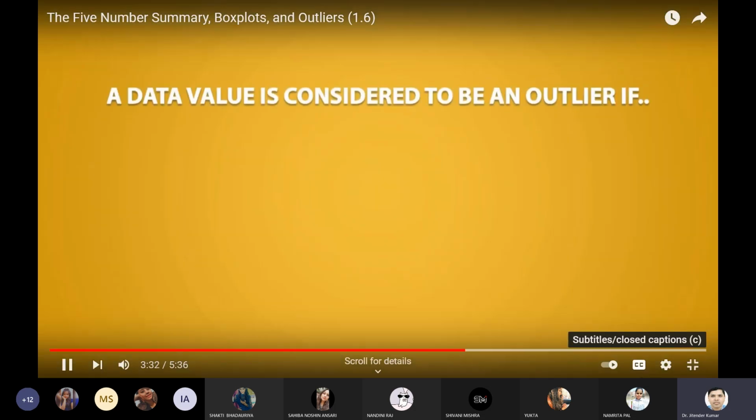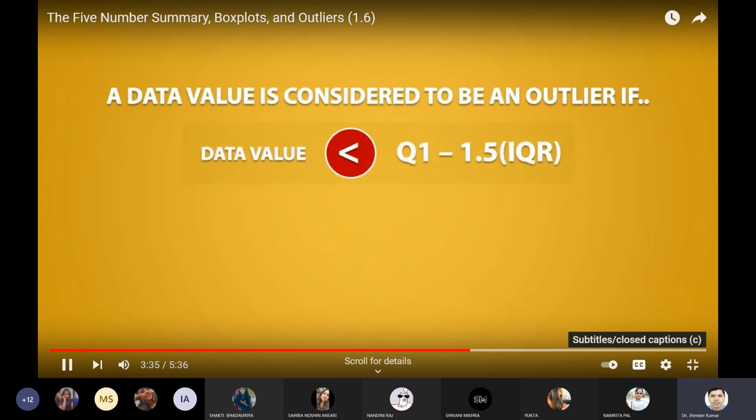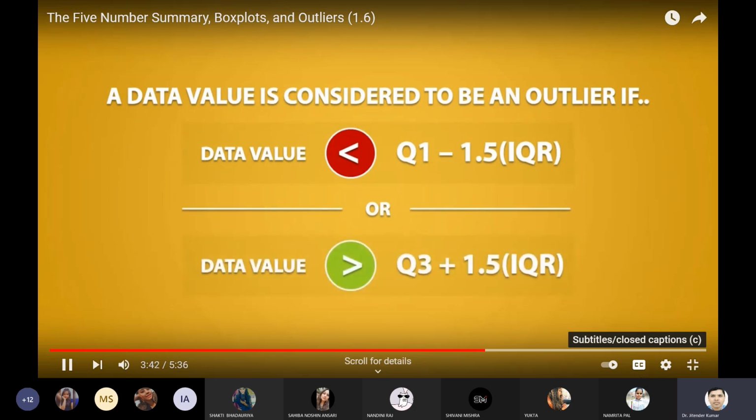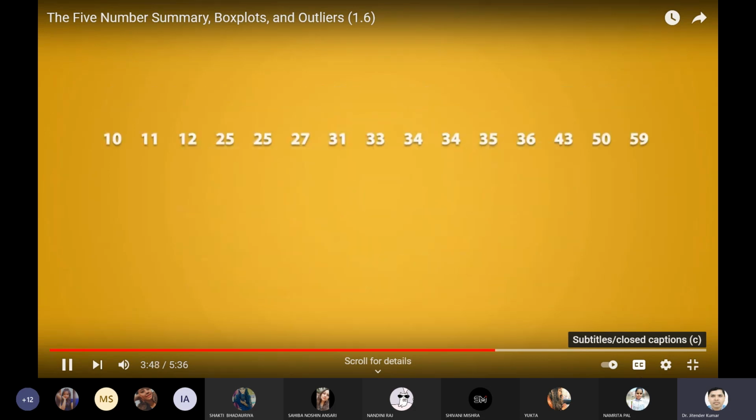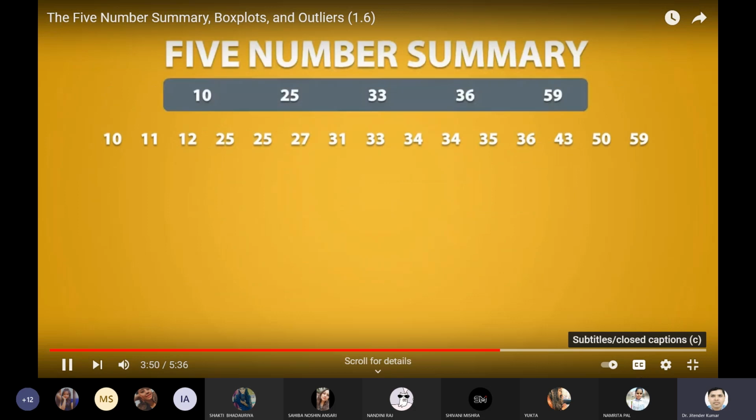We say that a data value is considered to be an outlier if the data value is less than Q1 minus 1.5 times the IQR, or if the data value is greater than Q3 plus 1.5 times the IQR. If you remember the following dataset, we had calculated the 5-number summary to be 10, 25, 33, 36, and 59. To check for outliers, we first need to calculate the interquartile range. We found that Q3 is equal to 36, and Q1 is equal to 25. When we simplify this, we get an answer of 11.